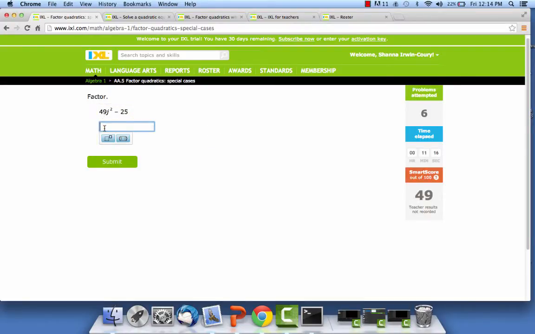This one can't be a perfect square trinomial, but it might be a difference of squares. So we look at it and we say, what's the square root of 49? 7. What's the square root of j squared? J. Square root of 25 is 5. And then we do the opposite. It's actually called a conjugate in a way.